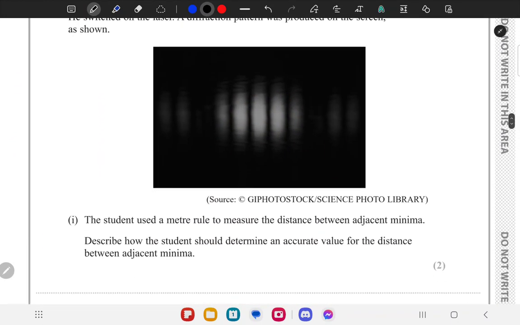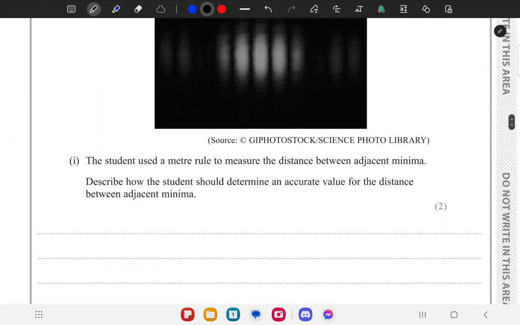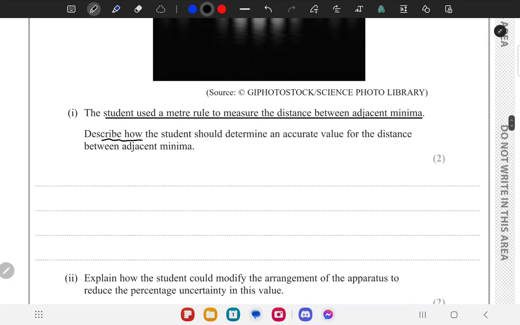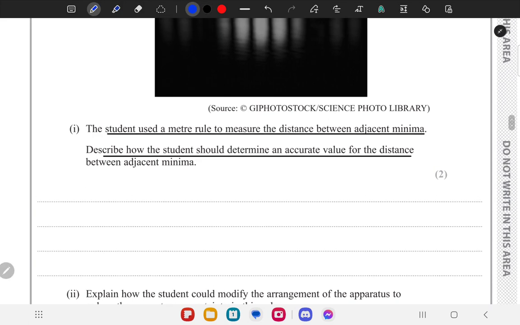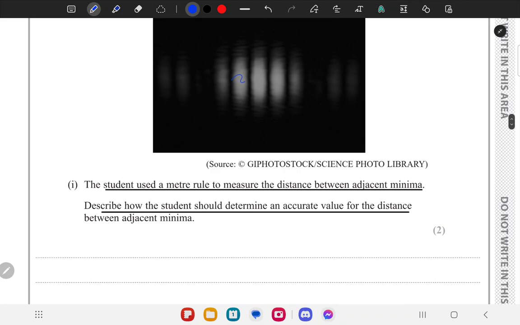Now on to part B, we have this diffraction grating. We are told that the student used a meter rule to measure the distance between the adjacent minima. We have to describe a method of how the student should determine an accurate value for the distance between the adjacent minima. We could use two approaches here. I can measure this minima and then this minima and this minima and take a mean, or I could take a big reading like this.